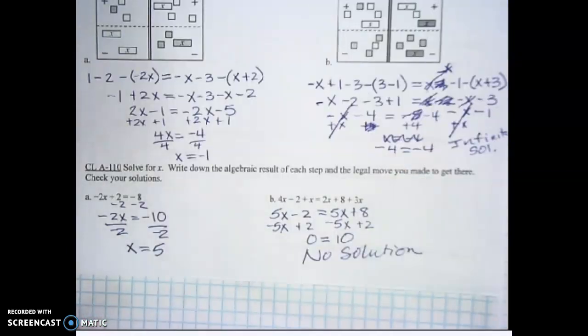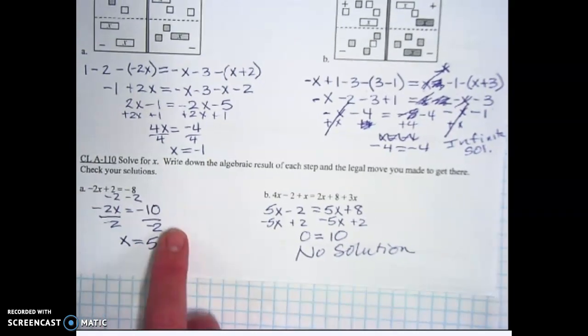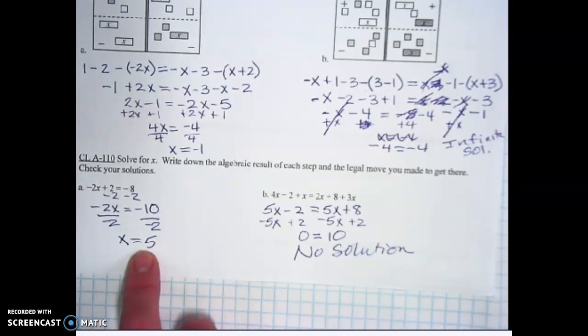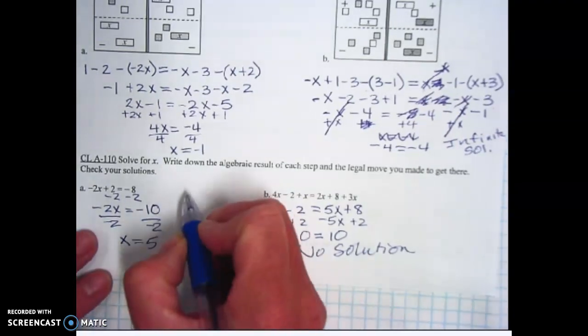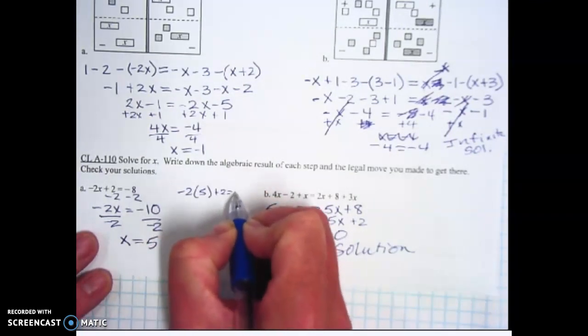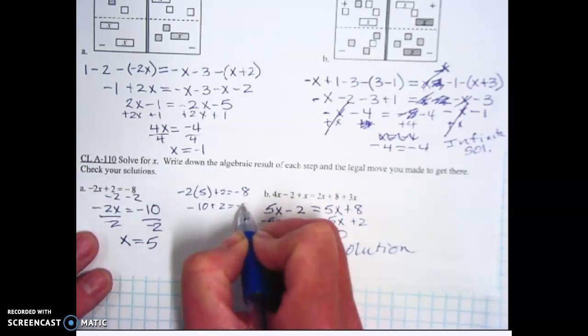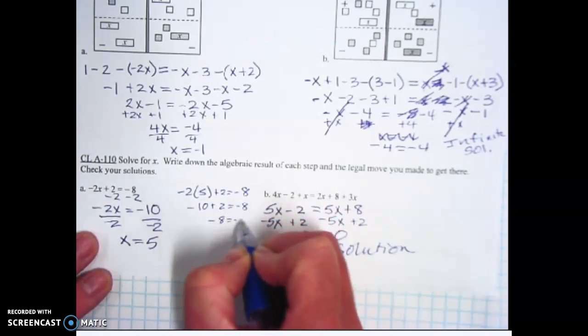And question 110, solve for x. Write down the algebraic result of each step and the legal move you made to get there. So on part A, I subtracted 2 from both sides. Then I divided both sides by -2. Got x equals 5. So if we plug back in 5, we're going to get -2 times 5 plus 2. Let's see if that equals -8. So that's -10 plus 2. And yes, that equals -8.